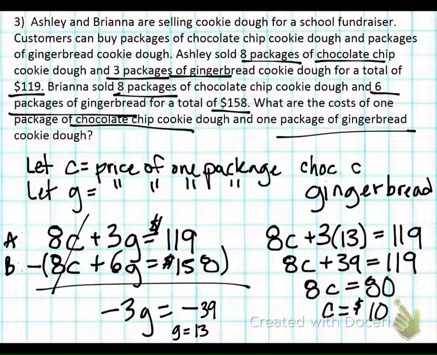And these are both dollar amounts, right? So looking back at my variables, this tells me that the price of 1 package of chocolate chip cookie dough is $10 and the price of 1 package of gingerbread cookie dough is $13.